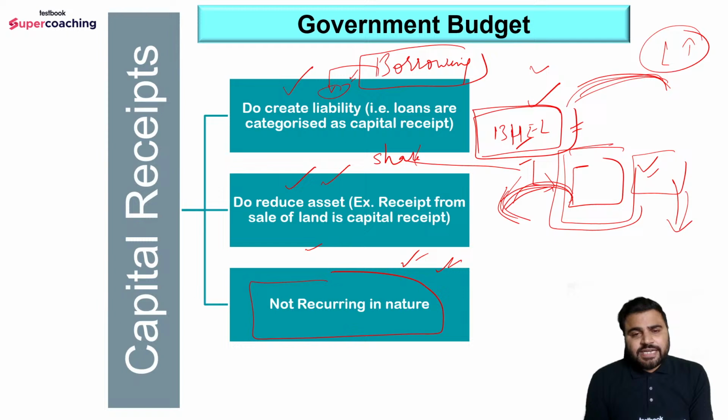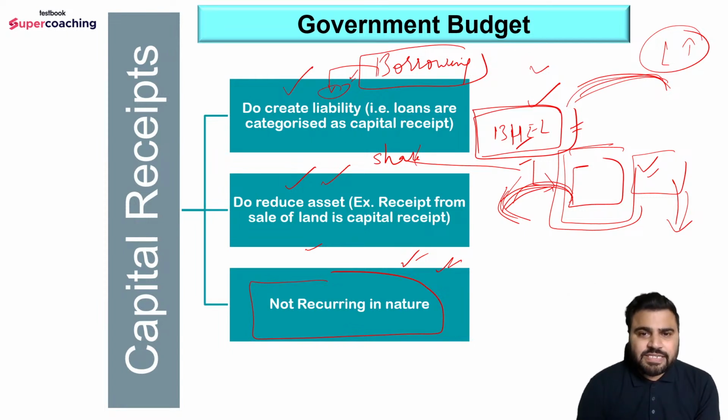The basic funda that I told you, whenever in any form of receipt assets or liabilities are involved, then in that case that will be bifurcated as capital receipt. And if in any type of receipt assets or liabilities are not involved, then in that case that will be the part of revenue receipt.